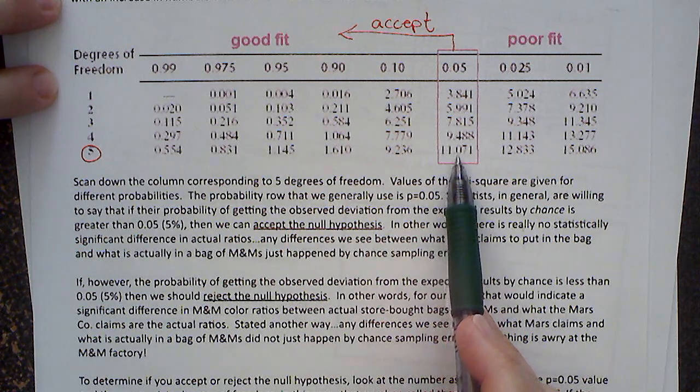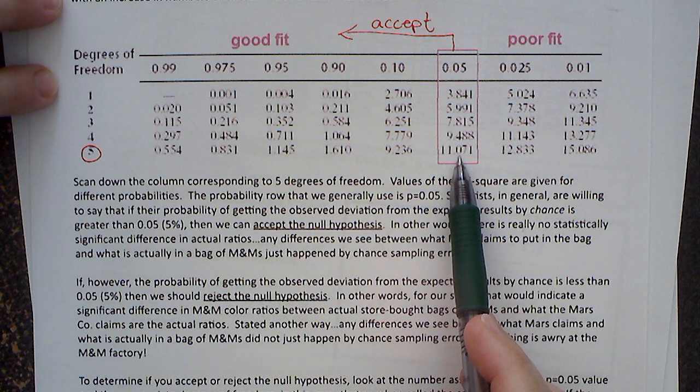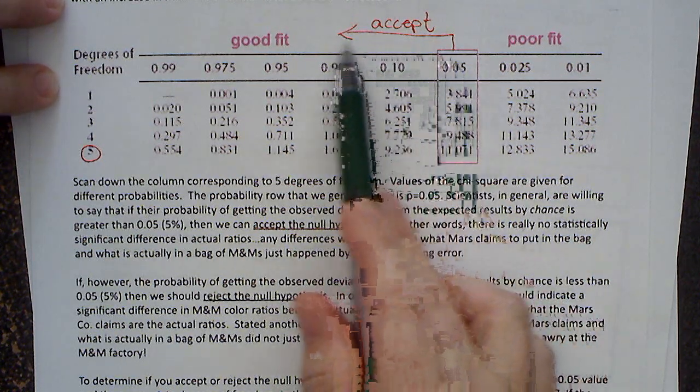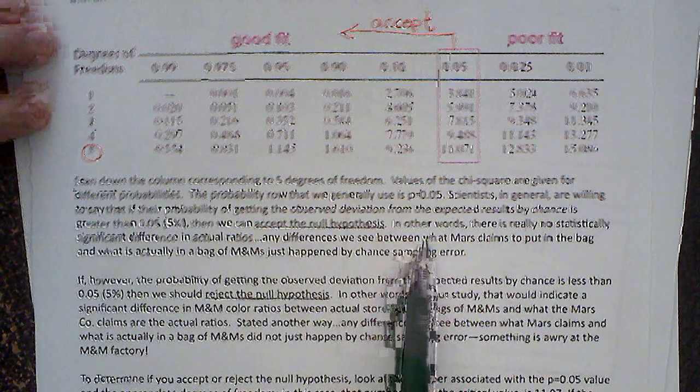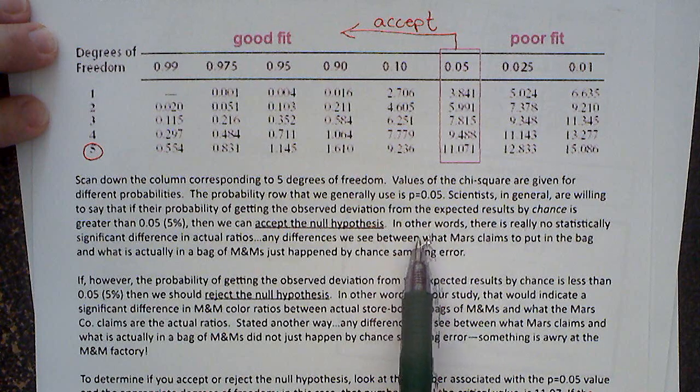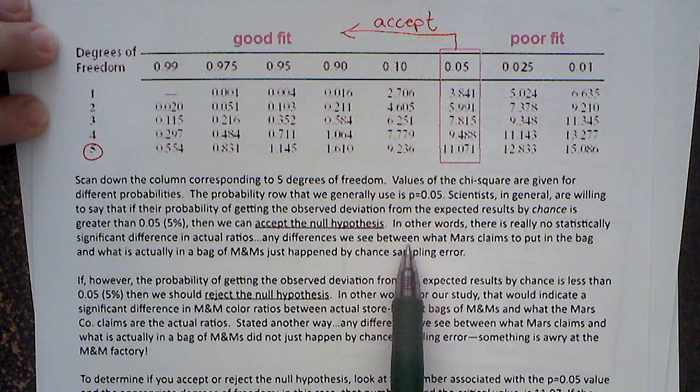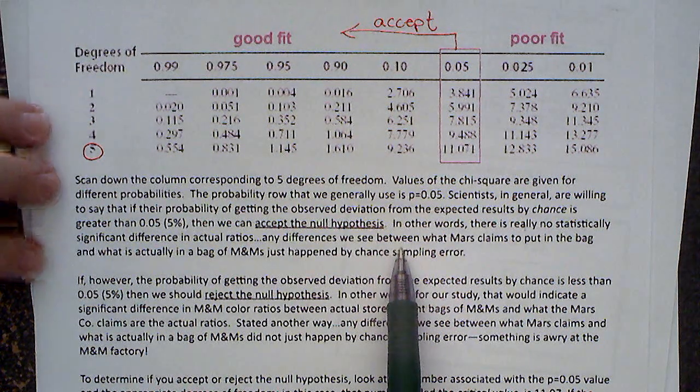So then we take our chi-square value and we look, is our chi-square value higher or lower than the critical value? And in our case, with our test we did with the plain M&Ms, it was lower. 7.6 is lower than 11.07. So that means that we will accept our null hypothesis. In other words, there's really no statistically significant difference in our actual ratios. So any differences that we see in our different categories, it's just due to a random chance sampling error.